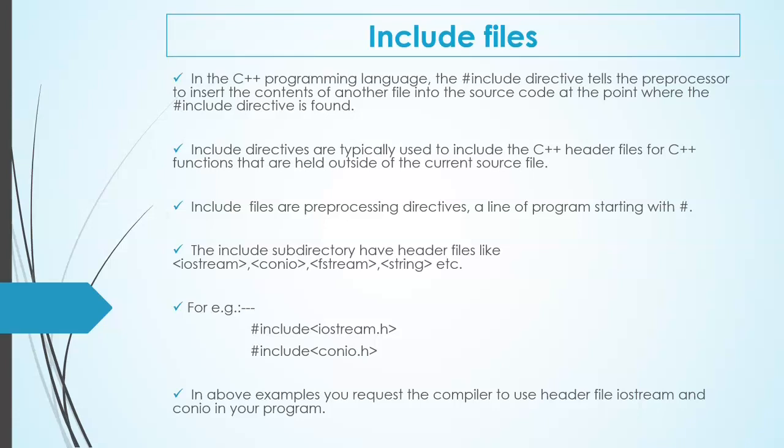The include subdirectory has header files like iostream, conio, fstream, string, etc. See the example. #include iostream.h, #include conio.h. In the above examples, you request the compiler to use header files iostream and conio in your program.